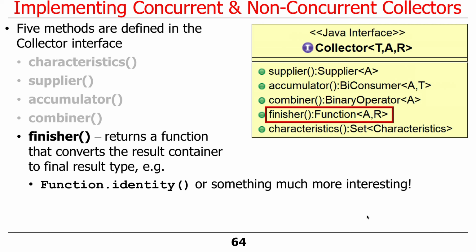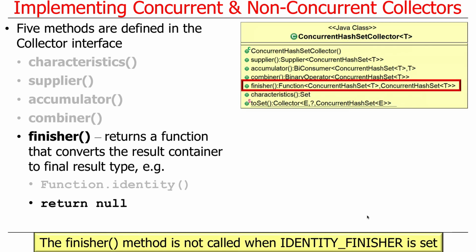You can also do much more interesting things. If you want to see an example of a much more interesting thing to do, take a look at the futures collector that we're using in assignment 3A, where it's actually doing something interesting in the finisher, where it's essentially creating a completable future that waits for all the other completable futures to finish. So that's much more interesting. But a lot of times it's just identity.